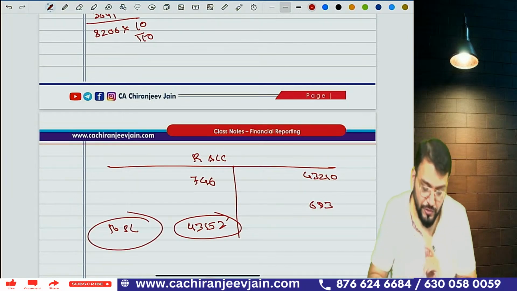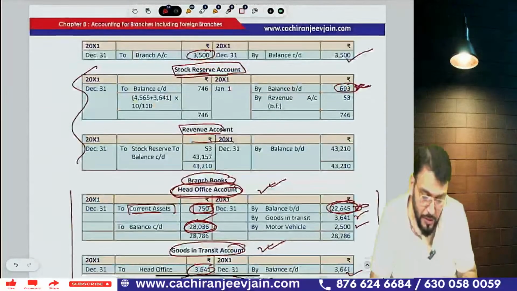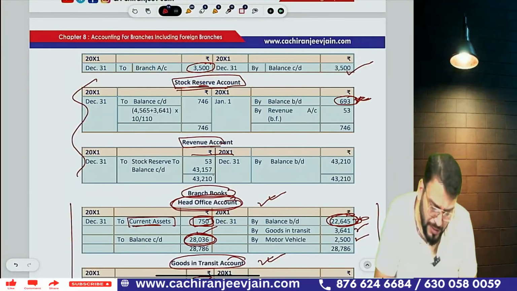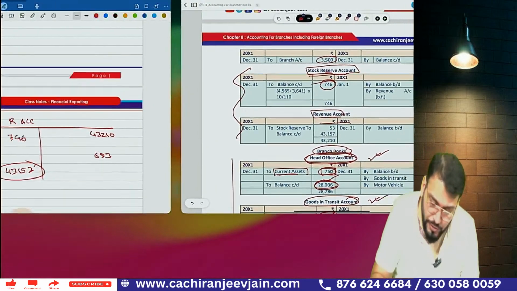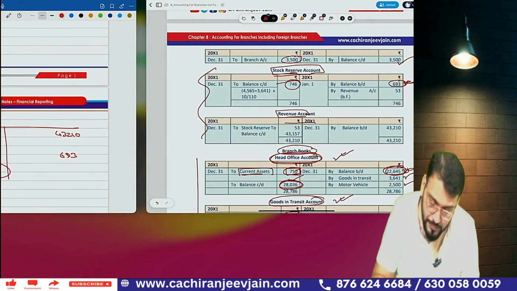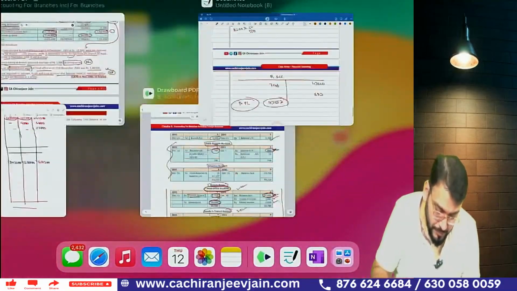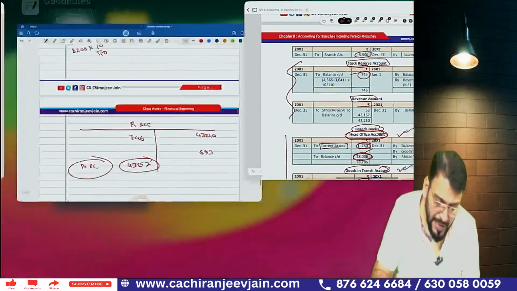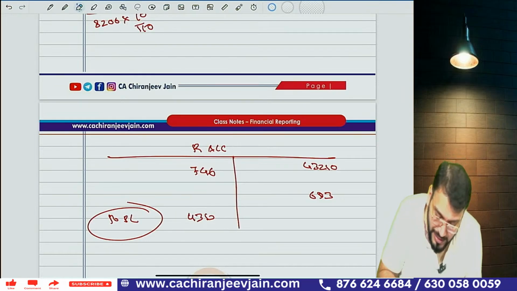General PL account. Just see, 43152. How much have they done? You can see they have also done 4315. Is there some approximation difference? 746 they have calculated. Why is the difference coming? It was 43210 plus 693. I think the same answer should come. One second. 43157. My answer is also 43157. My mistake. It is 43157. So now the same answer is coming.